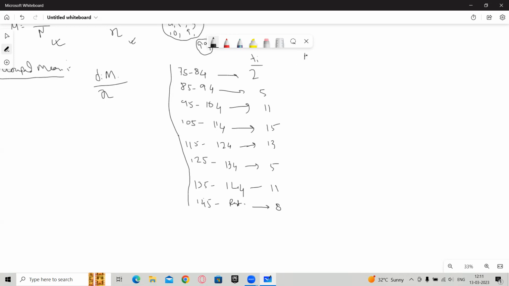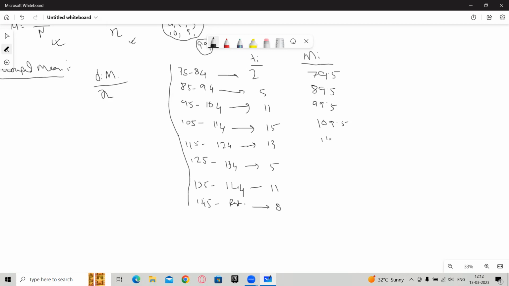Now we need the middle value of each group. What is the middle value of the group 75 to 84? We can calculate that as 79.5, the midpoint. Is it correct or not? 75 to 84 is 9, the middle value is, yes, 79.5. Similarly, for this one it will be 89.5, for this one 99.5, for that 109.5, right? And so on.